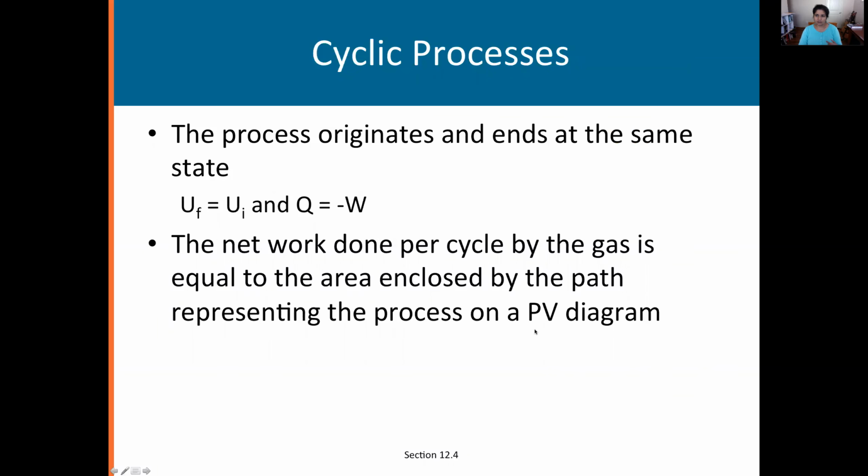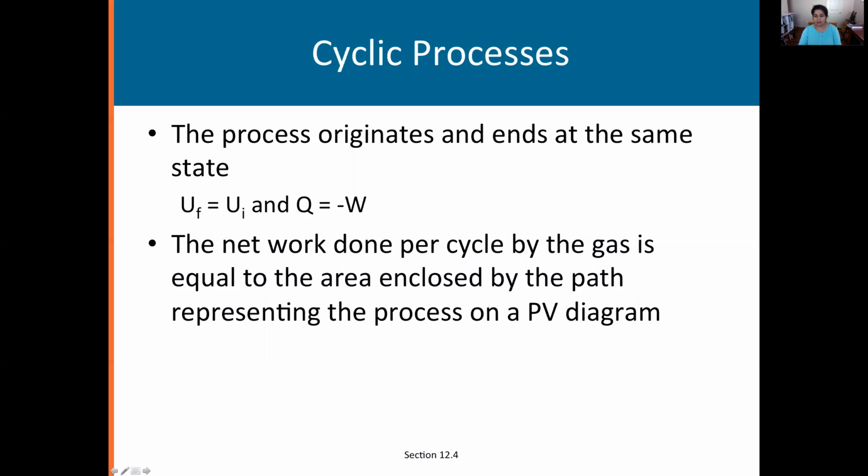The process originates and ends at the same state, so U final is equal to U initial. That means the change in internal energy is zero, and Q must be equal to W from the first law. So net heat in or out must equal net work with a negative sign. Net work done per cycle by the gas is equal to the area enclosed by the path, representing the process on a PV diagram. So remember, the work done was the area under the curve in a PV diagram.